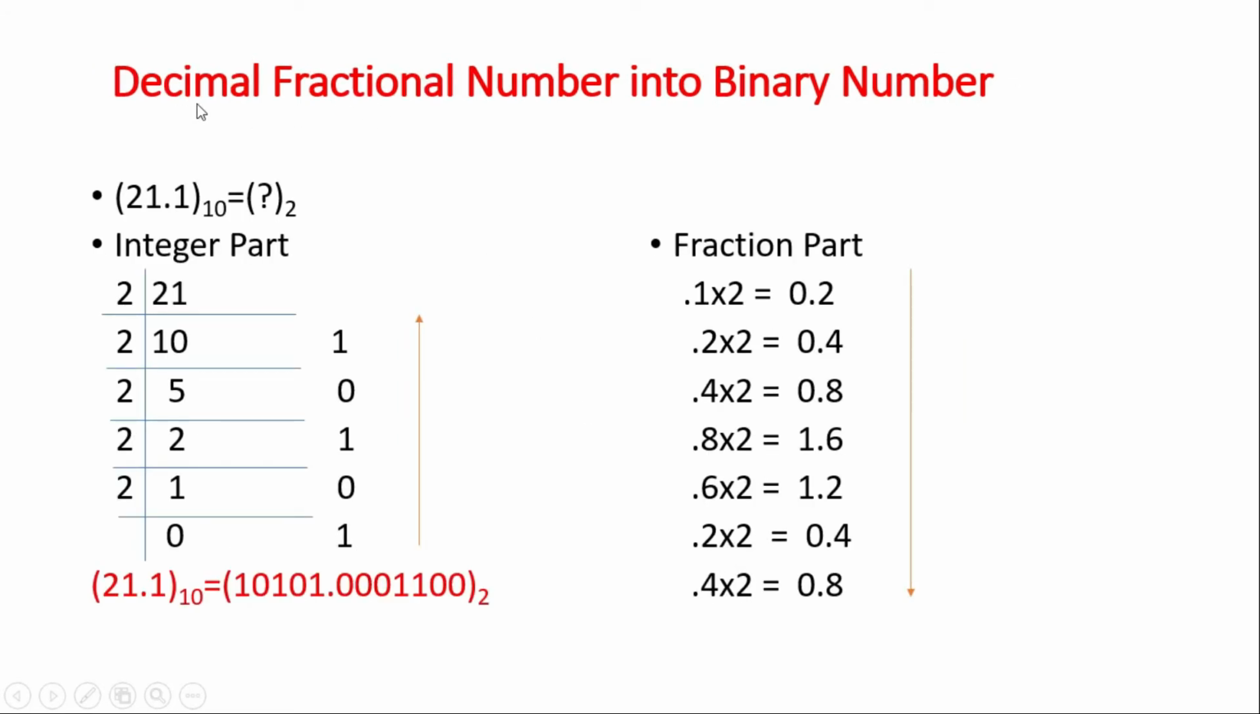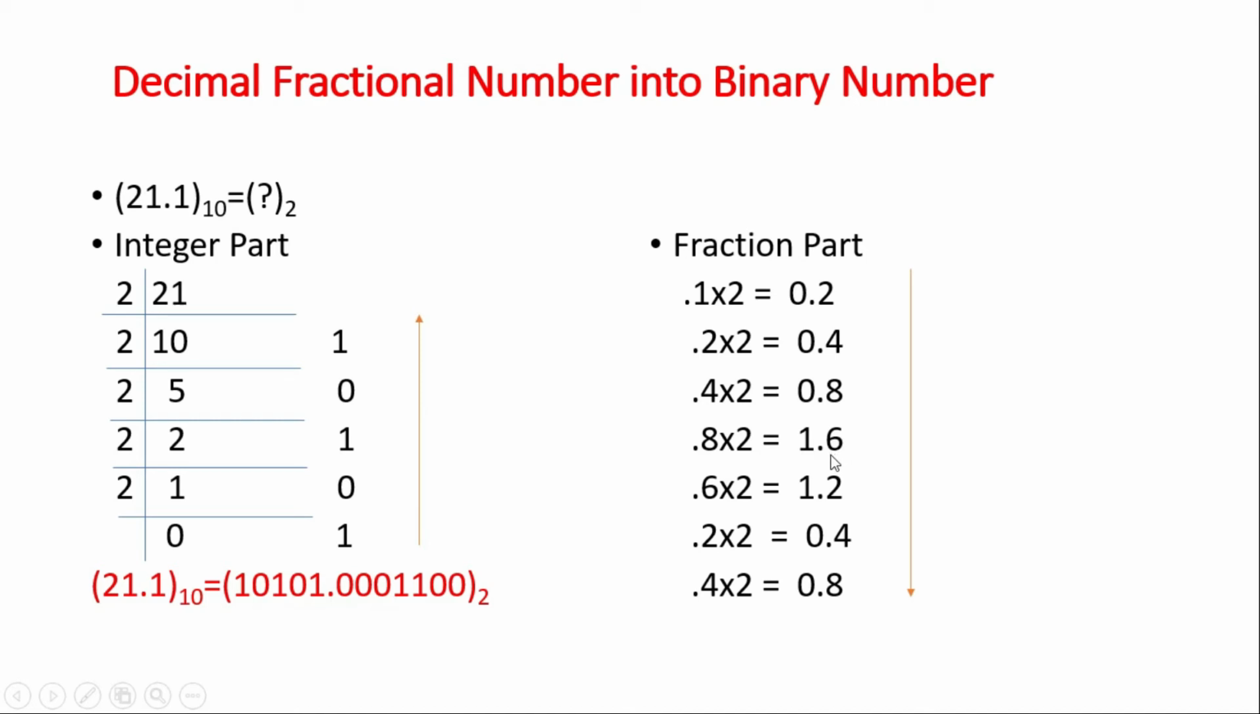This is another example for converting a decimal number to a binary number. It has an integer part and a fractional part. We calculate the integer part and fractional part separately. 25 is calculated this way, and after that the fractional part: 0.1 multiply 2 is equal to 0.2. 0.2 multiply 2 is equal to 0.4. 0.4 multiply 2 is equal to 0.8. 0.8 multiply 2 is equal to 1.6.